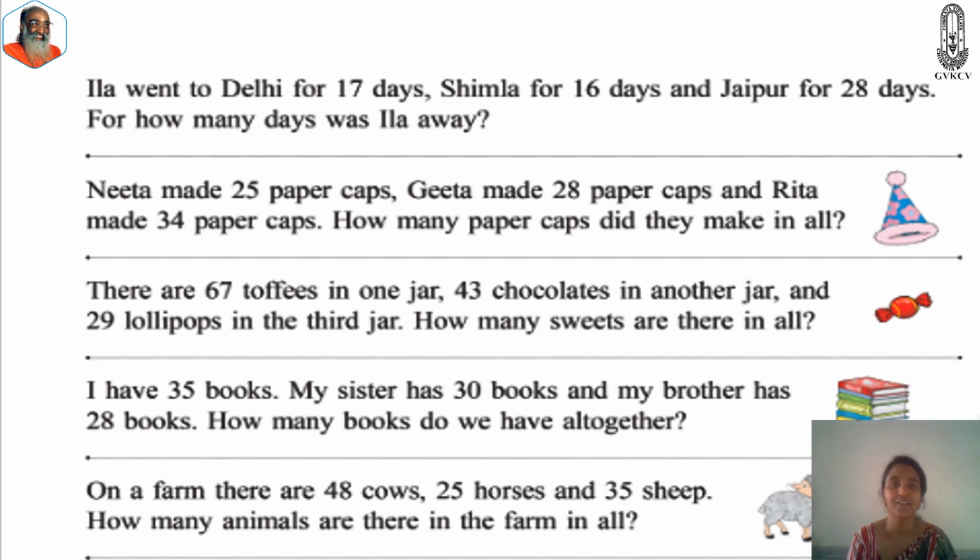So these are the sums for your practice word problems. Write small statements. For the first one, you can write Delhi equal to 17 days, Shimla equal to 16 days and Jaipur equal to 20 days. But try to write these statements. It is in your SEM 1 textbook, page number 109. You can take the questions from there.